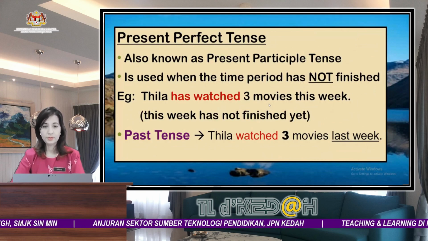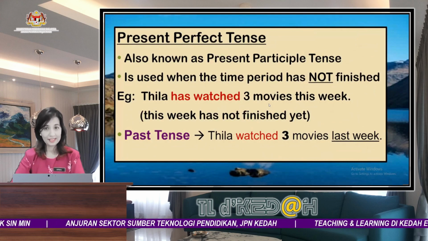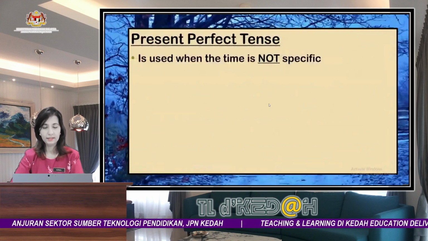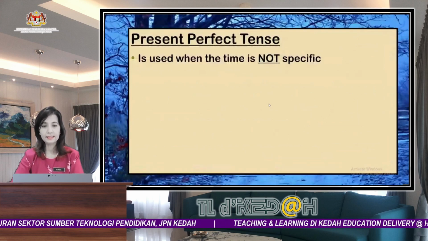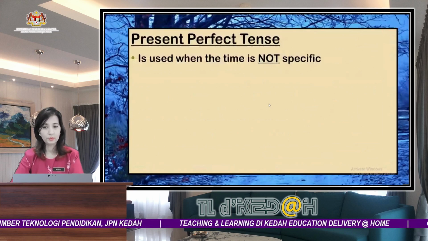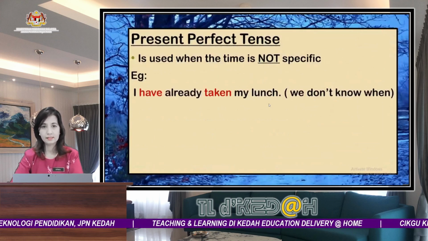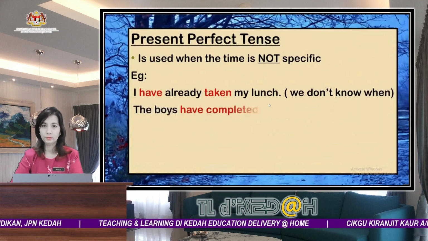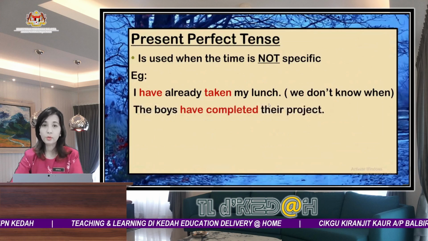Present perfect tense is used when the time is not specified. Not specified, that means it's not specific. It's not mentioned. For example, I have already taken my lunch. When? We don't know. It's not mentioned in the sentence. The boys have completed their project. When? I don't know, but they have completed. I know that, I don't know when.